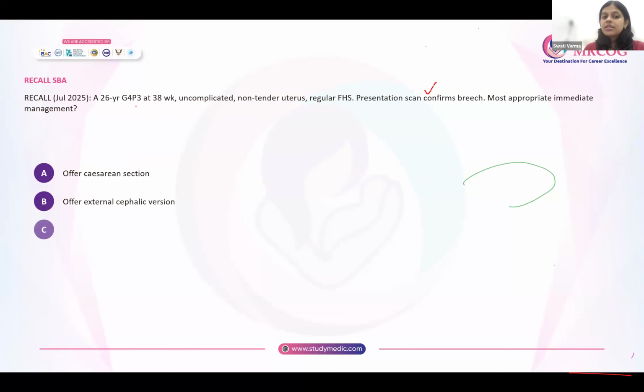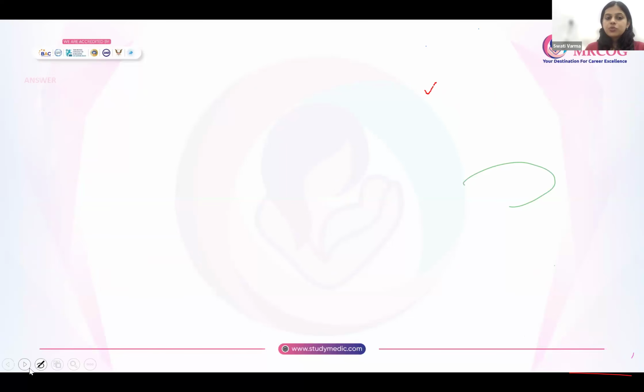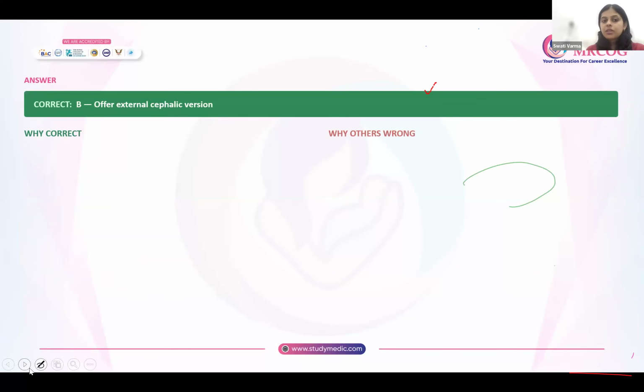Then a 26-year gravida 4 para 3 at 38 weeks. Uncomplicated, non-tender uterus, regular FHS. Presentation scan confirms breech, most appropriate immediate management. Wherever any multi or primary gravida coming with breech, we start looking for ECV in our options. So here we have got ECV. No need to give all these. Most appropriate immediate management is offer ECV.